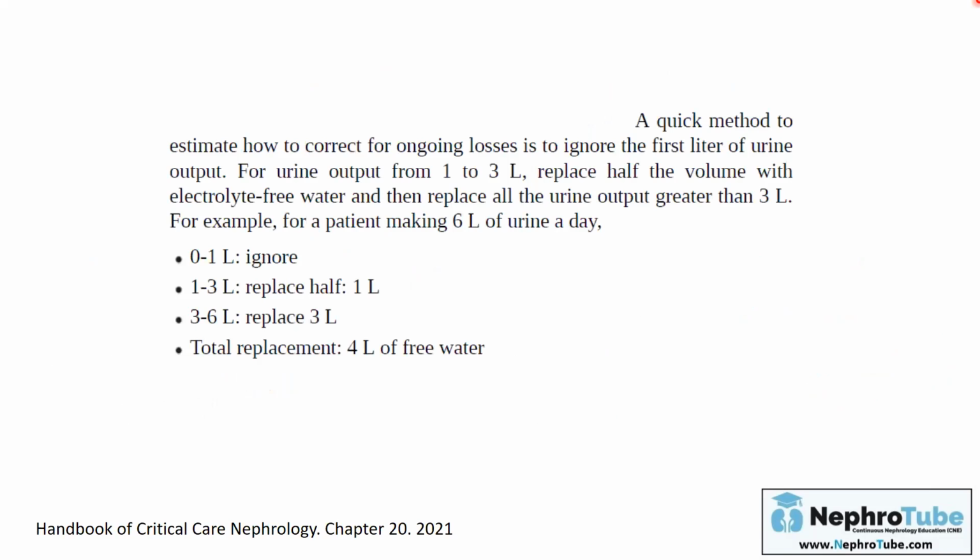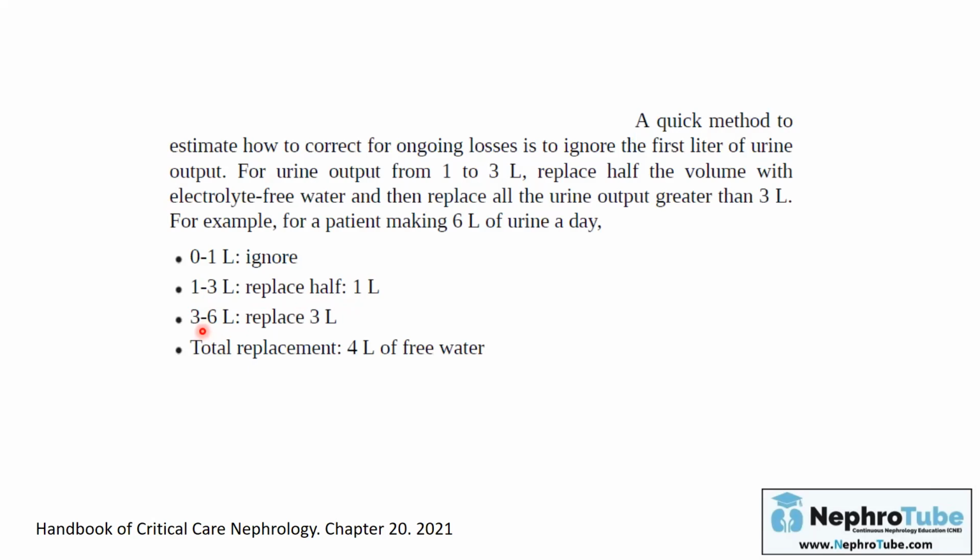Another way, mentioned in the Handbook of Critical Care Nephrology book this year: the first liter of water loss or urine loss, ignore it, okay, don't replace it. The second and third, from 1 liter to 3 liter, here is a 2 liter increase, replace the half, only 1 liter, and after 3 liters, replace every liter by liter.